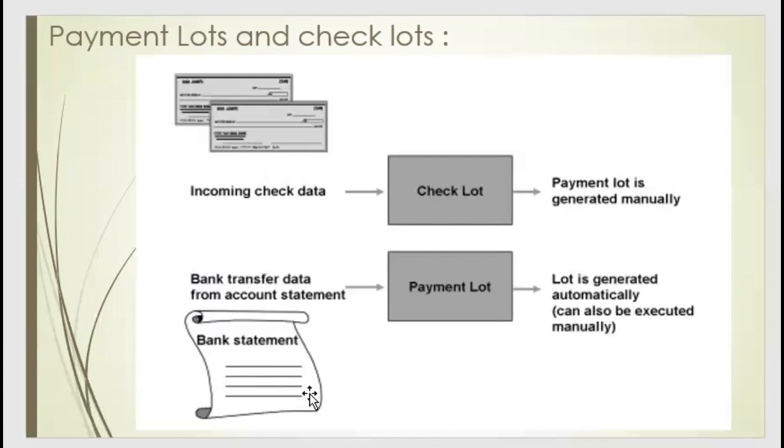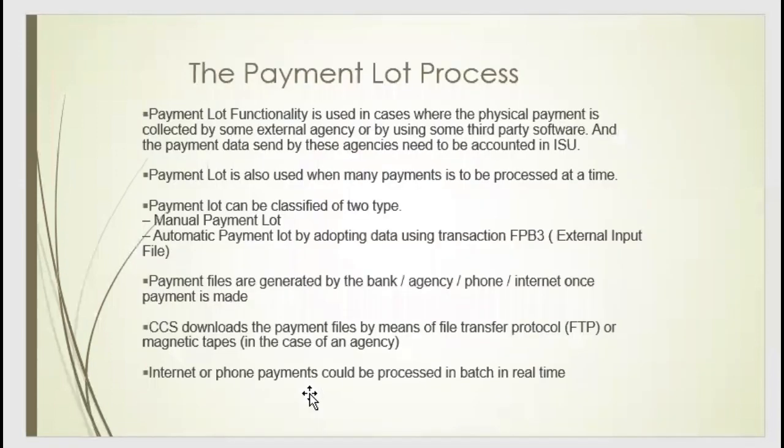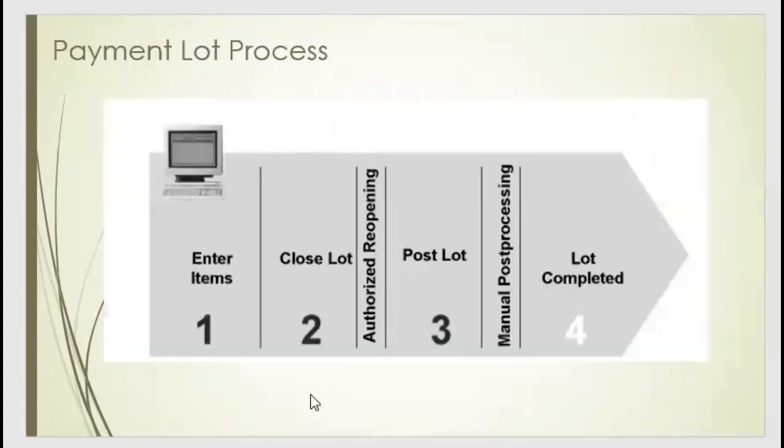Now, for each lot, if we go to the bank and rectify all these details manually and understand which are valid and which are invalid, in that case, we'll put in a lot of effort. So that's how we create a simple strategy for the payment lot process. And what we did, we used electronic systems to clear it.